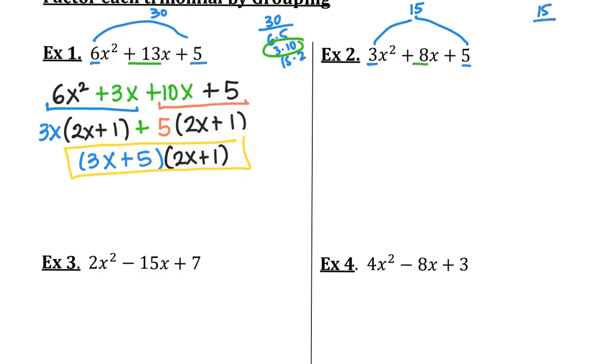So some of you are going to do it in your head. I'm going to write them out. So 5 times 3 and 15 times 1. The one that's correct is the one that adds up to 8. So that's going to be the 5 and the 3.